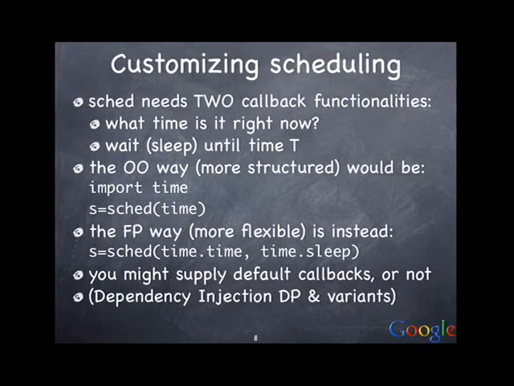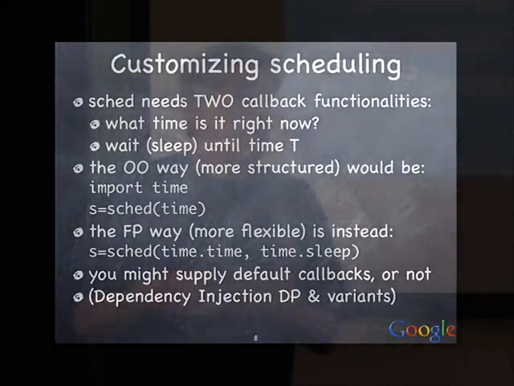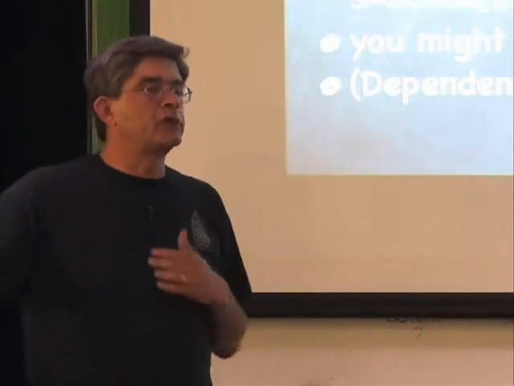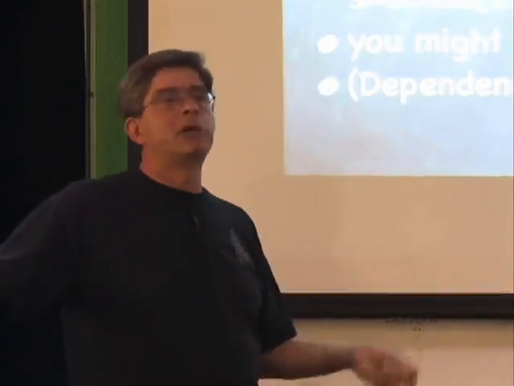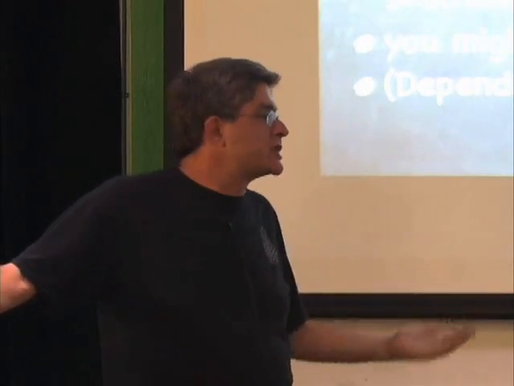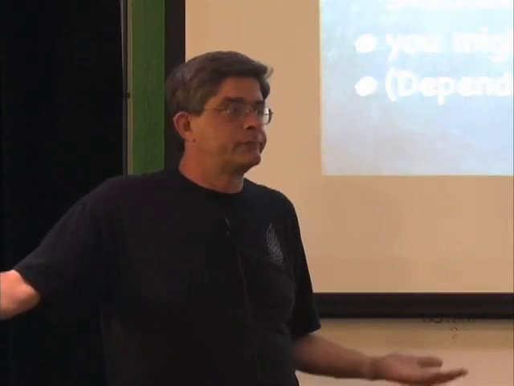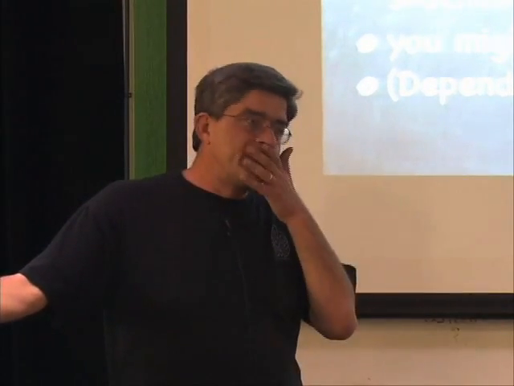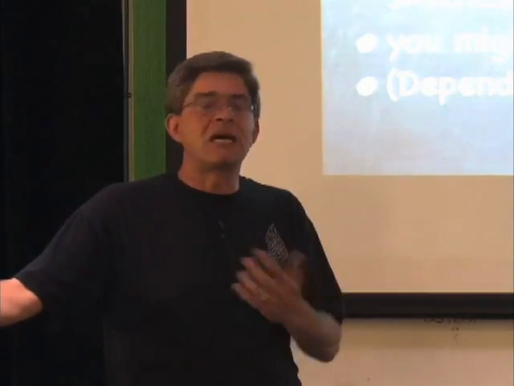Why is it important to be able to pass a fake way to measure time? Well, because this increases the uses of sched enormously, and also makes it much easier to test decently. If you are unit testing a piece of code that at some point does a time.sleep(99), you don't really want to wait 99 seconds every time you run a test. You need to fake out the time.sleep.